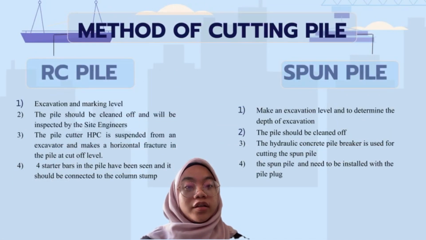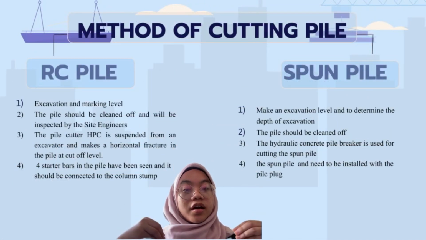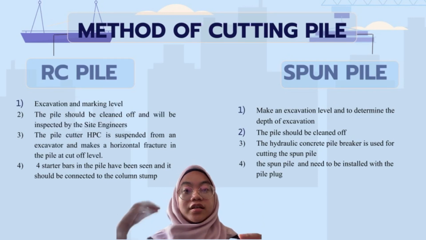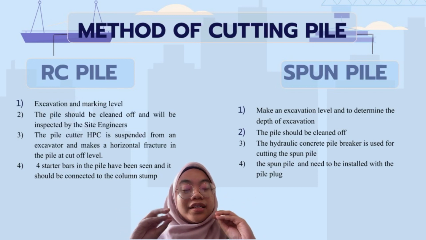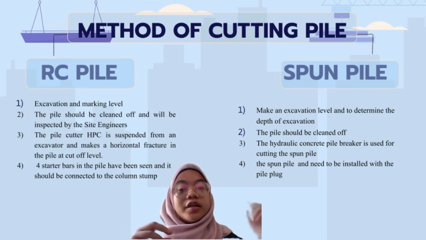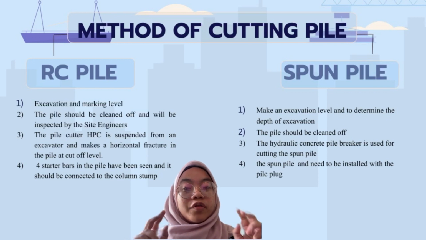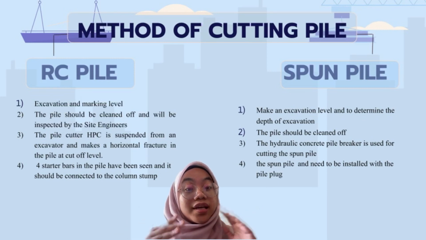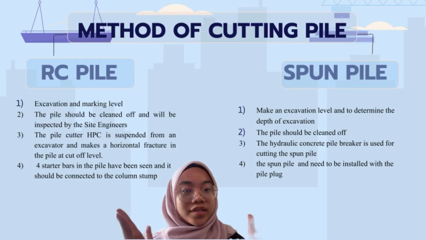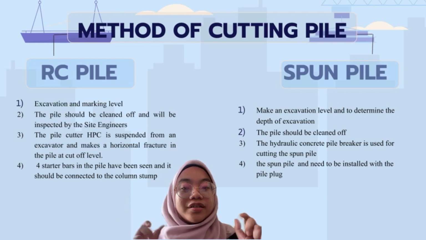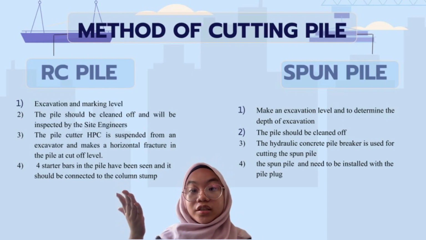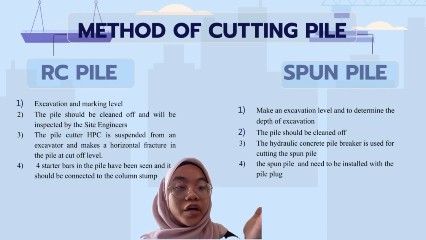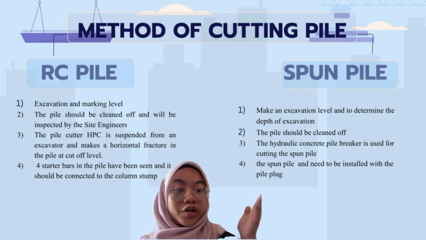Okay, I would like to explain the method of cutting piles that is usually used in construction, which are the RC pile and the spun pile. These two methods are almost the same, but they differ for the spun pile. Firstly, both are the same: an excavation, and then the pile should be cleaned off and inspected by the site engineers. The cutting is also the same, but the machinery is different. For the RC pile, we suggest using the pile cutter HPC, and for the spun pile, a hydraulic concrete pile breaker.